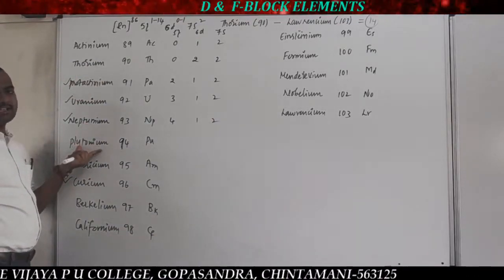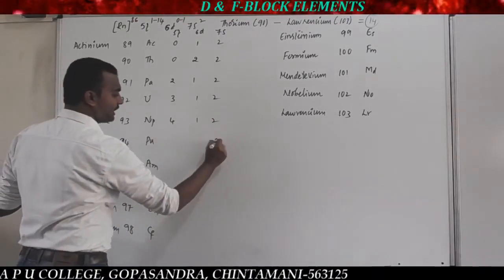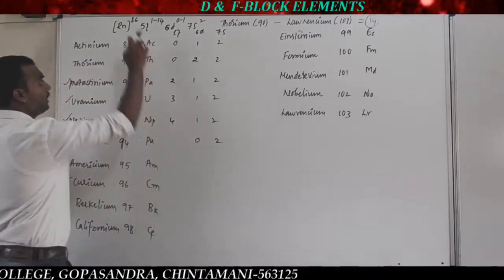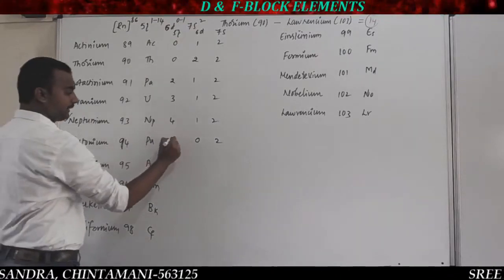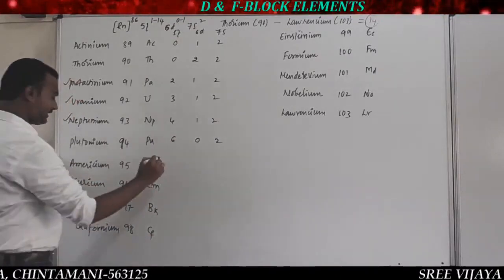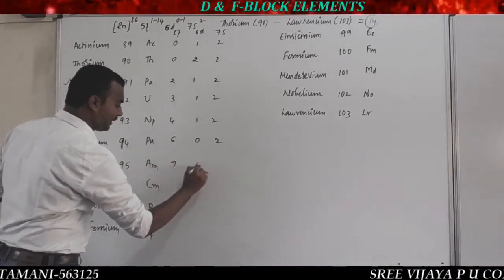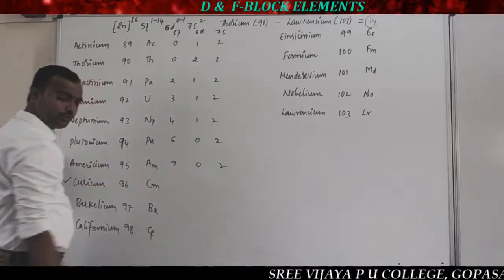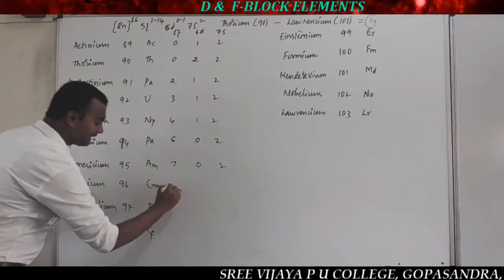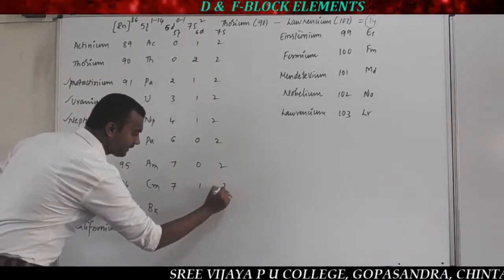In plutonium, it comes as usual, with 2 electrons in 7s. Here there is a 0 in 6d, 86 plus 2 is 88, so it is 94, and here the 5f count is 6. Next, in the case of americium we get 702, that is 5f7 6d0 and 7s2. Next, the case of curium, that is again 7 1 and this is 2.